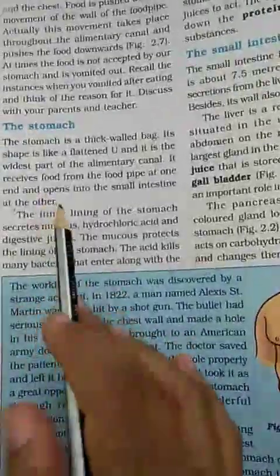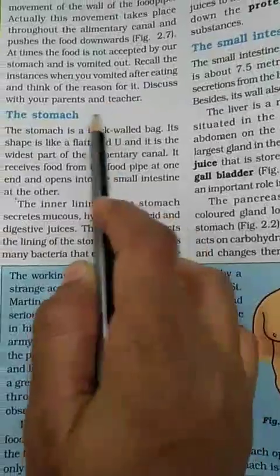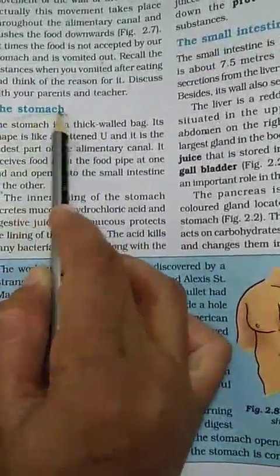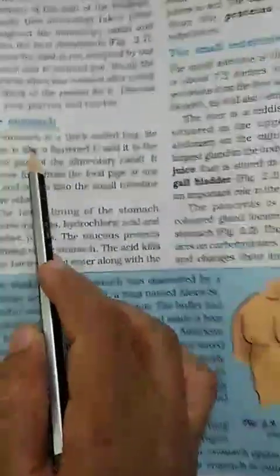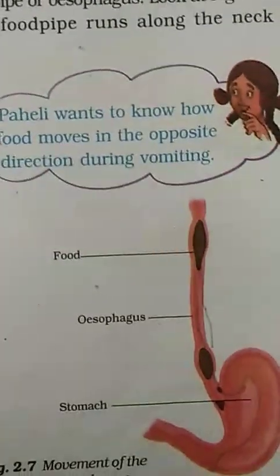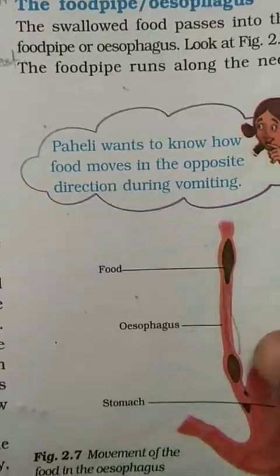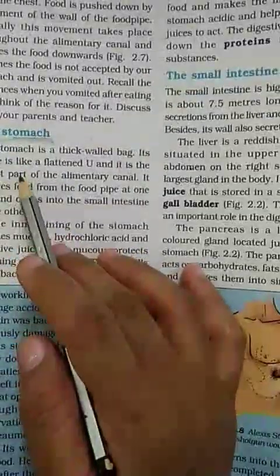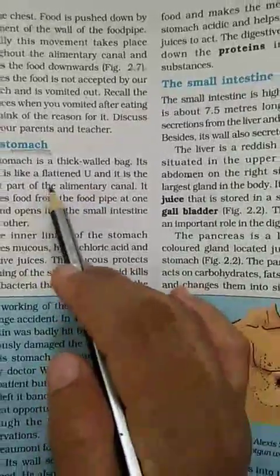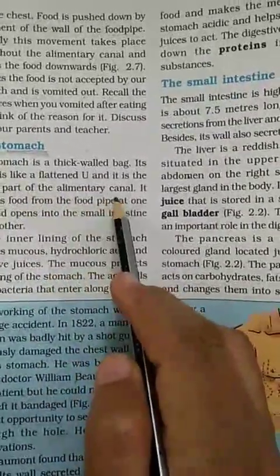The next is the stomach. After the buccal cavity there is the food pipe, and from the food pipe the food enters into the stomach. The stomach is a thick walled bag. You can see that it is a bag-like structure. Its shape is like a flattened U and it is the widest part of the alimentary canal.